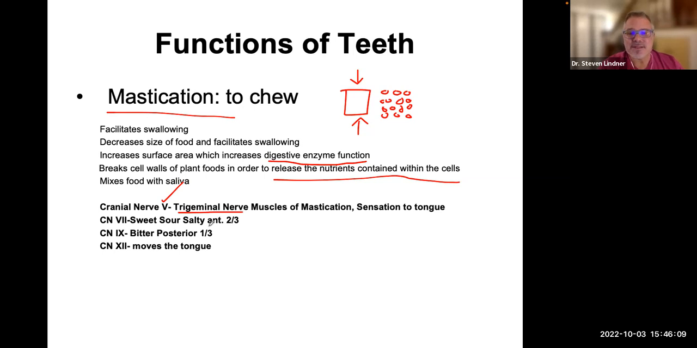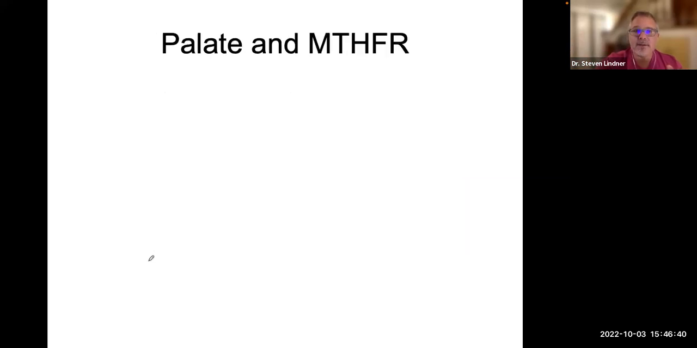In terms of sweet, sour, and salty, that's cranial nerve 7, the facial nerve, sweet, sour, salty, 7 to the anterior 2/3 of the tongue. And bitter, back 9, the glossopharyngeal nerve, deals with the taste of bitter to the posterior 1/3 of the tongue. And cranial nerve 12, hypoglossal, is involved in moving the tongue. Genioglossal, hypoglossal, they help manipulate and move the tongue all around. So you have many cranial nerves involved in digestion.